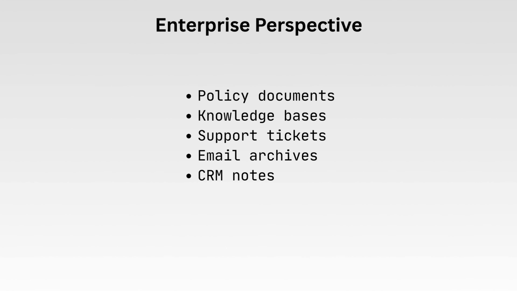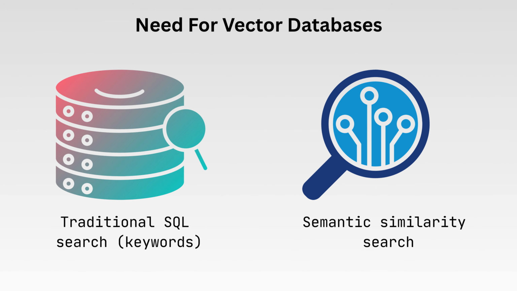But embeddings alone are not enough. Once we convert text into vectors, we need an efficient way to store and search them at scale. That's where vector databases come in. Once we convert text into embeddings, we face a new challenge. These embeddings are high-dimensional vectors, not strings. Traditional databases are optimized for structured queries, exact matches, filtering, sorting, but they are not optimized for semantic similarity search across millions of vectors. That's where vector databases come in.